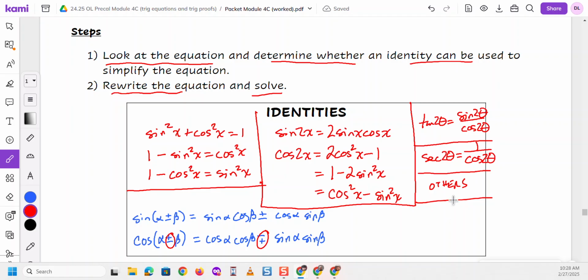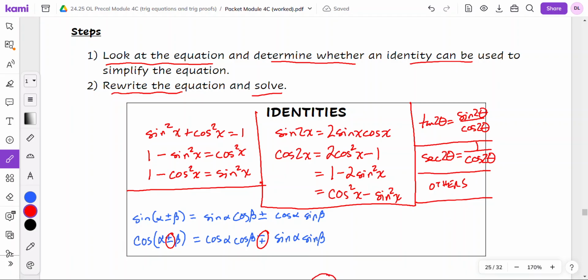Those are our identities, and how we can use them to solve problems. And really just have additional practice that you need to make sure that you get.